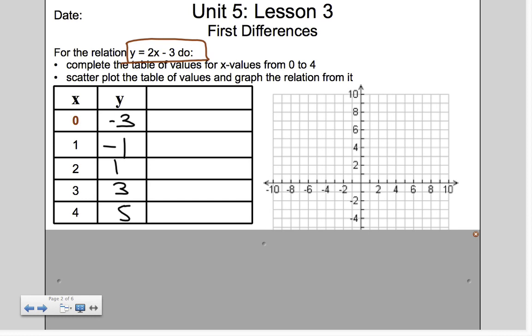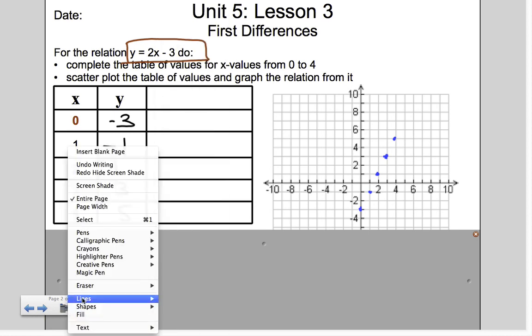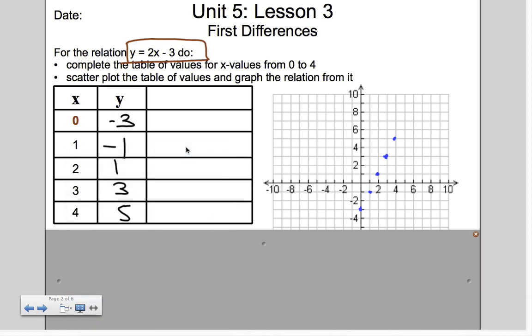0, negative 3. 1, negative 1. 2, 1. And 3, 3. 4, 5. So what are we getting out of this? And again, does it look like it's going to form a line? The line. Yeah.